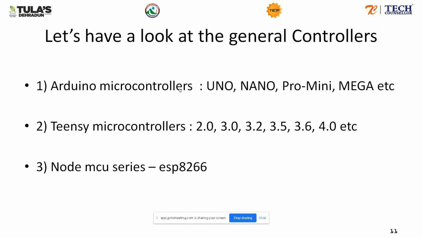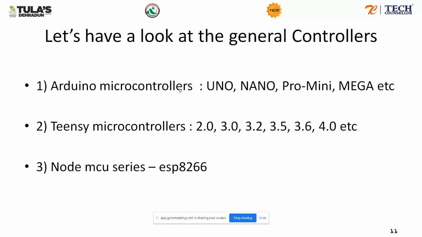So there are a lot of models in Arduino microcontrollers: the Uno, Nano, Pro Mini, Mega, then there is Due, which is even higher end. Then we have Teensy microcontrollers. These are a bit expensive when compared to Arduino, but their quality is really good. So if you are just a beginner, I would suggest you stick with the Arduino Uno or Nano, and then as you get some experience, you can go on using Teensy microcontrollers or the NodeMCU series. Now, the NodeMCU series has a specialty that it has inbuilt Wi-Fi, which is not there in Arduino or Teensy microcontrollers. So if you want to do something related to IoT, then NodeMCU is going to be your first choice.